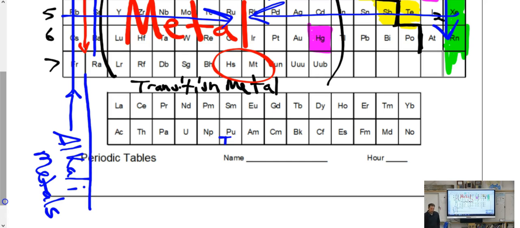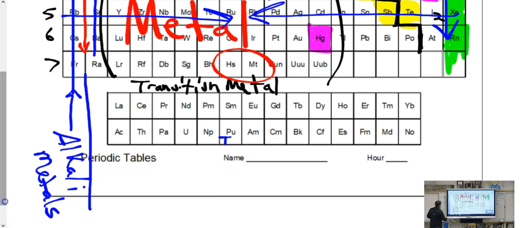So once in a while, the test will say, what family number does it belong to? And you would say alkali metal, or sorry, you'd say family 1. Sometimes it says what is the name of the family, and you're supposed to write that name at the bottom. Rose, did you get what you needed? Did I lose you? Okay.